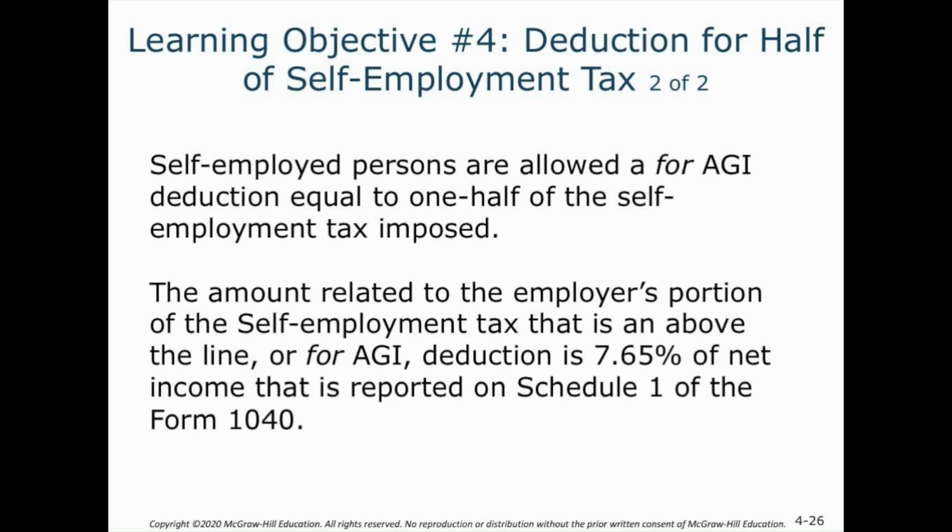So the half that the employer would typically pay, the 6.2% for Social Security, and the 1.45%, half of the 2.9% for Medicare and Medicaid, can be taken as an above the line, that is for AGI, deduction for the 7.65%, just to get the same type of tax benefit that the employer-employee situation is going to yield as well.